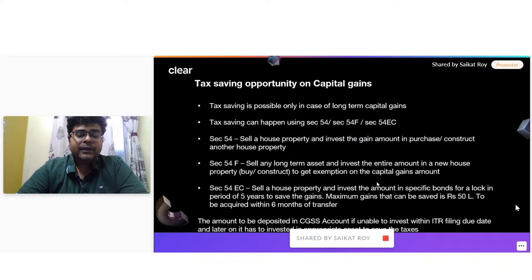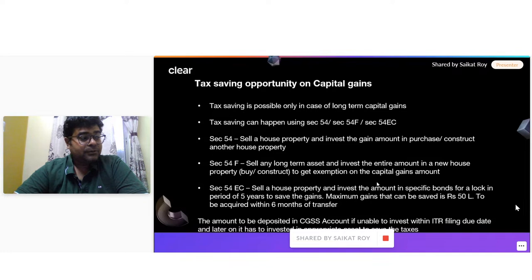Now, I hope we are very much clear on the holding period of the capital asset, how the rate of tax works out, what documents may be needed for filing the income tax return, etc. Now we are going to talk about the tax saving opportunity on capital gains.